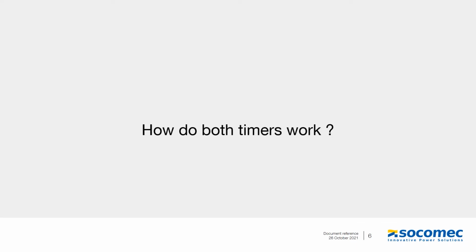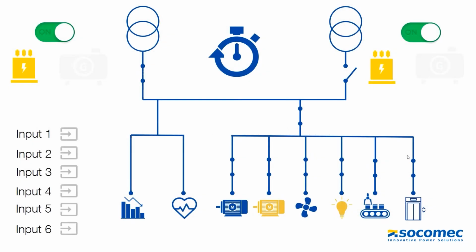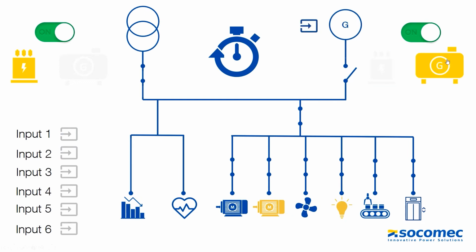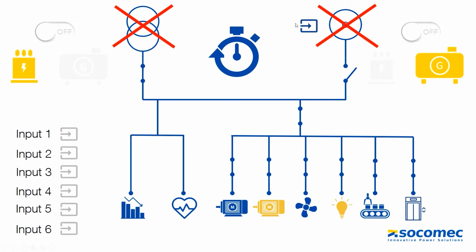How do both timers work? The start timeout timer is used in main gen configuration. If the main power supply fails, the ATSE or controller product will send a start gen signal in order to start the diesel generator. This is when the start timeout timer starts to count. Its purpose is to control if the emergency generator has properly started within a defined period of time. If the diesel generator hasn't started after this timer, a fault message usually appears to inform the user that something isn't working on the generator side.